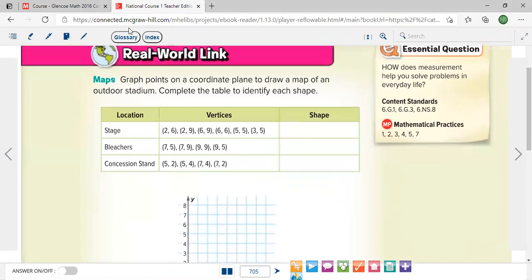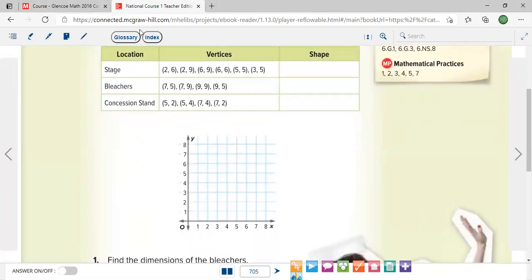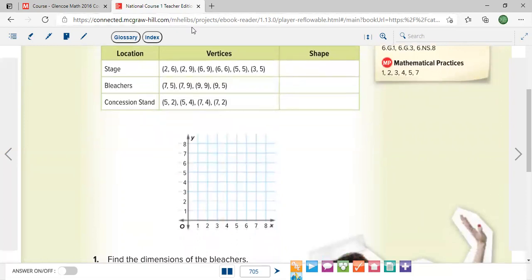So for this introduction example, graph points on the coordinate plane to draw a map of an outdoor stadium. Complete the table to identify each shape. So this is the table, and the stage takes these coordinates. So let's say that 2 and 6, from 2 up to 6 here. 2 and 9, from 2 up to 9, so nearly here.